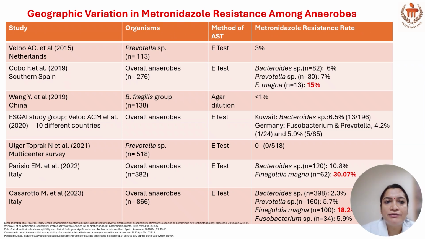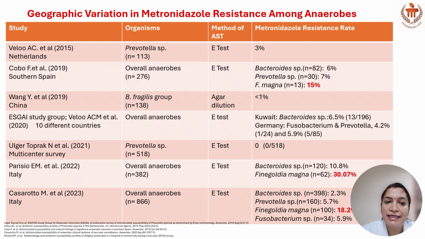So let's look at the geographical variation in metronidazole resistance among the anaerobes. If you see this table, there are some centers where they have not come across any resistant strains. For example, a multicentric study conducted in 2021 tested 518 Prevotella species, and none of the isolates were found to be resistant to metronidazole. Similarly, in Netherlands and China, the resistance rate was less than 3% and less than 1%.